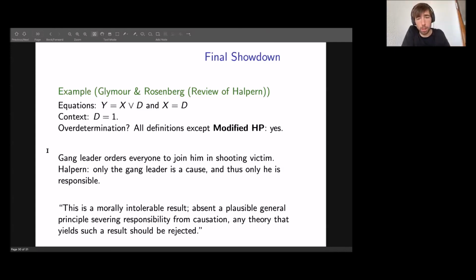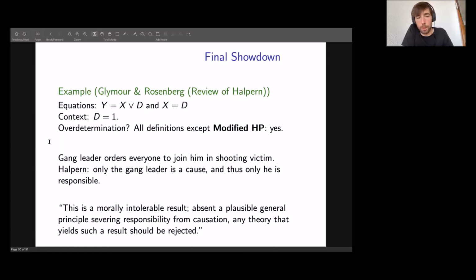And I quote from Glimmer and Rosenberg, "This is a morally intolerable result. Absent a plausible general principle severing responsibility from causation, any theory that yields such results should be rejected." Now, I agree with their assessment, but as I said in the paper, I also consider other examples, in particular, examples which are only very small. I consider 6 examples which are extremely similar to each other and argue that the modified definition doesn't have a very consistent way of handling them. Regardless of whether the answer for one particular example is intuitive, the fact that changing the example in a very trivial way changes the definition's judgment, I use that to argue that it's not a plausible definition.